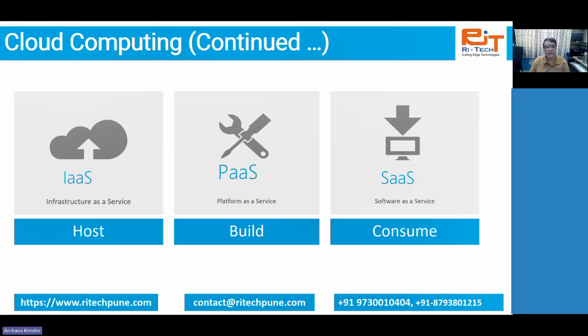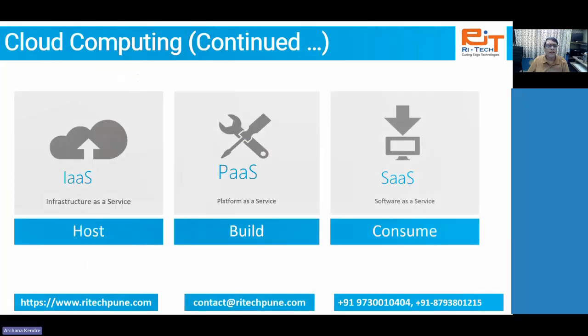So first is IaaS, then PaaS, and then SaaS. Now, PaaS is platform as a service. The cloud provider also provides platforms using which we can build, develop, deploy, and execute applications. The cloud provider exposes these platforms as a service. And many cloud providers also provide software as a service. They give you the software on a subscription basis, or you can consume that software directly.